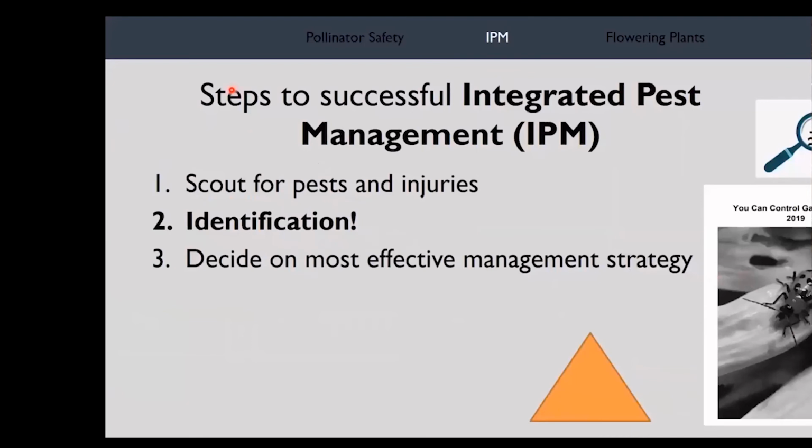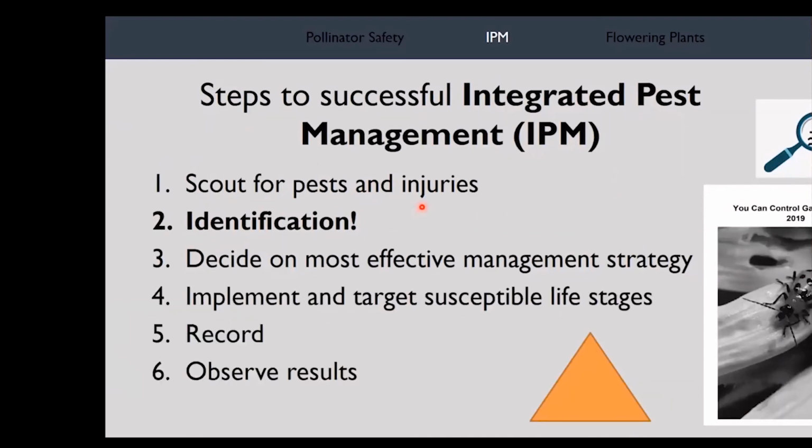And another way in doing that is following IPM methods. And so what IPM is, integrated pest management. And so what that does is, we're scouting for those pests and those injuries. We're identifying exactly what insect we have, so we're not spraying for the wrong insect, because some insecticides might eliminate a certain type of pest. So we want to make sure we're getting it down to the correct one. Effective strategy on how we want to do it: attack their larval stage, right, and hit their susceptible life stages. Let's see. Always record and observe results of what worked and what didn't in your garden too.